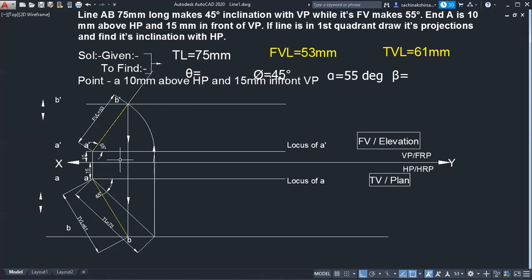Even at this stage, is it possible to calculate beta? In this case, yes, sir, beta. Will you measure and tell me how much beta is?